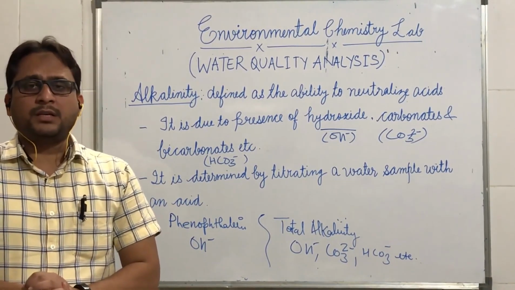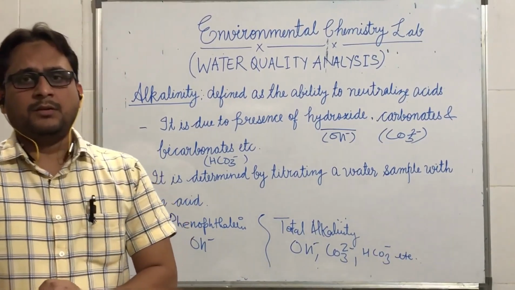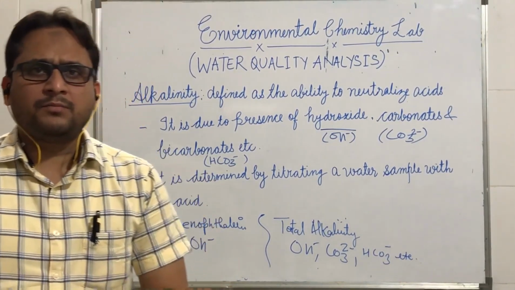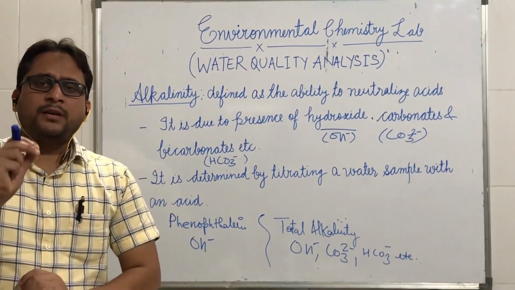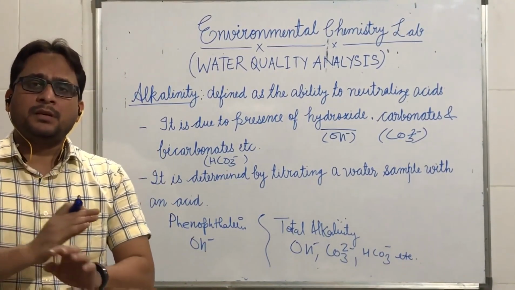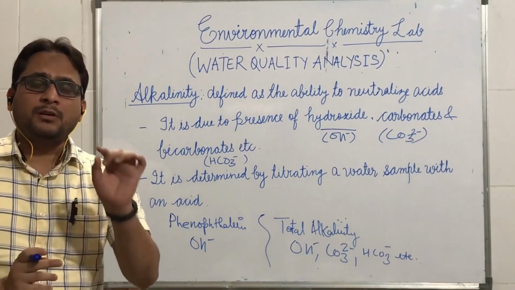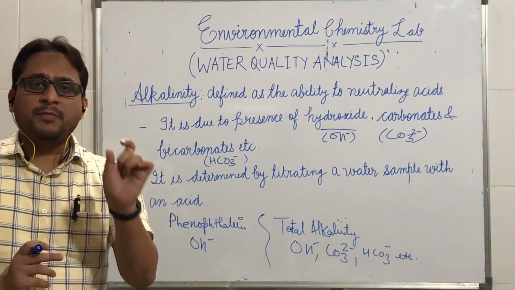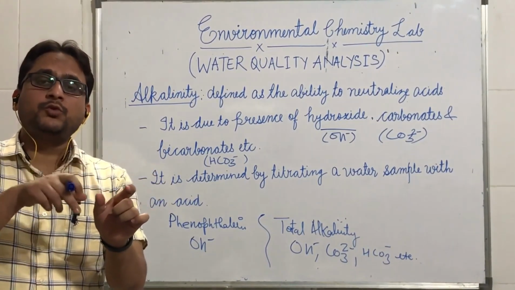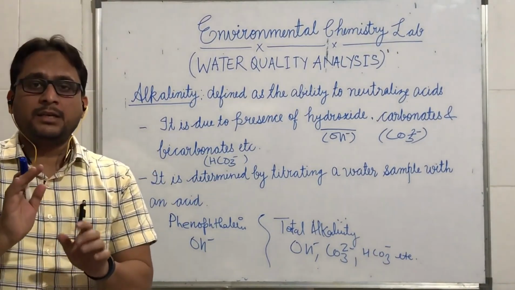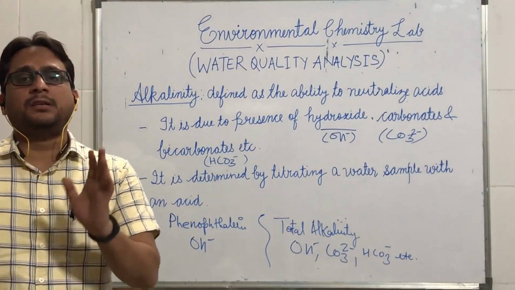Then we have to titrate it with HCl. In this experiment, we take 0.02 normal HCl, and the point where that pink color disappears is the end point for the first case, and we measure the volume of HCl. That volume of HCl is used to neutralize phenolphthalein alkalinity, meaning the alkalinity due to hydroxide ion only.